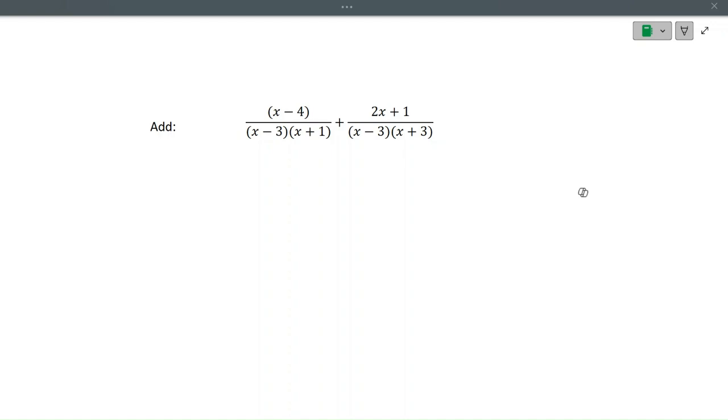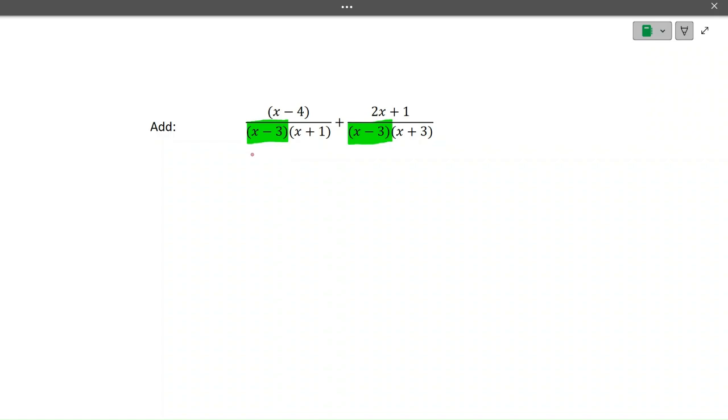So I'm looking at our denominator here, and in our first term, I notice that we have an x minus 3 in the denominator, and in our second term, I notice that we have an x minus 3 in the denominator. We also have an x plus 1 in the first denominator, and we also have an x plus 3 in the second denominator. The denominators have to be exactly the same.